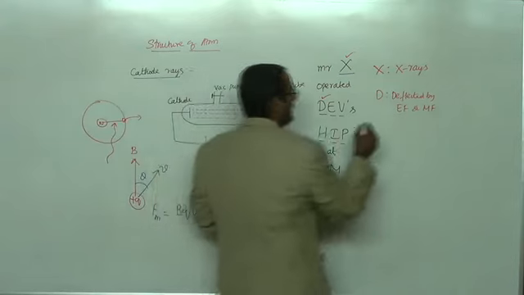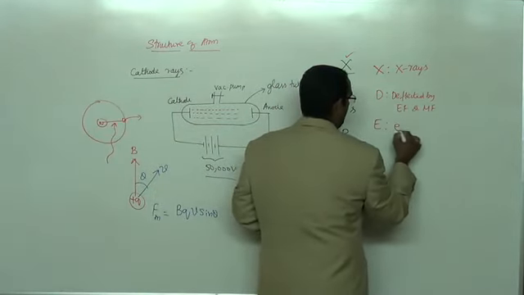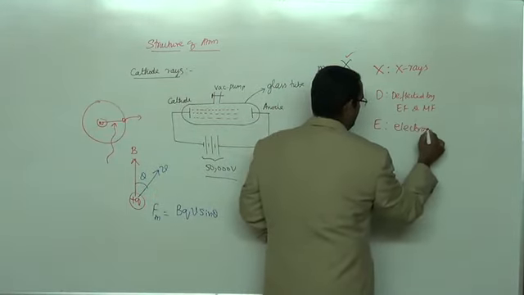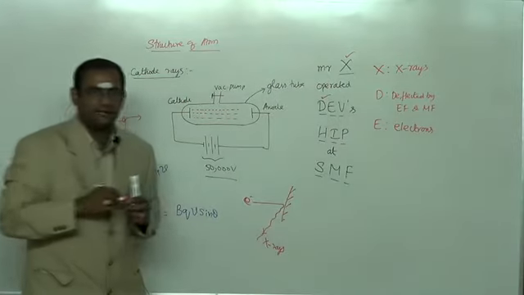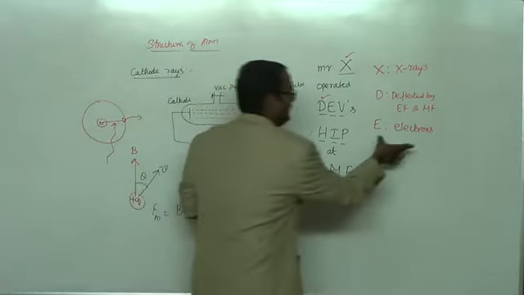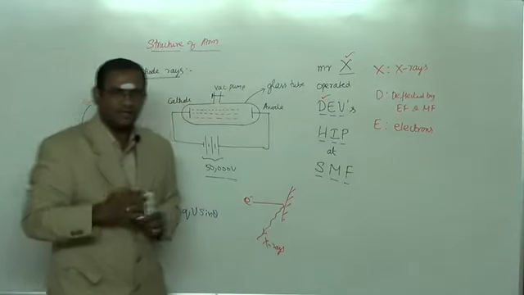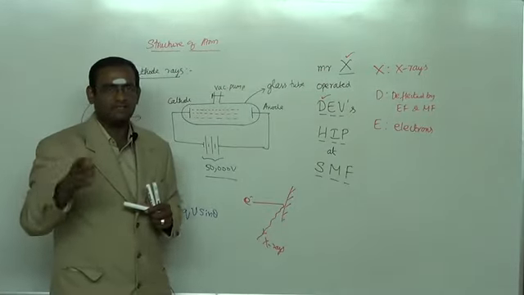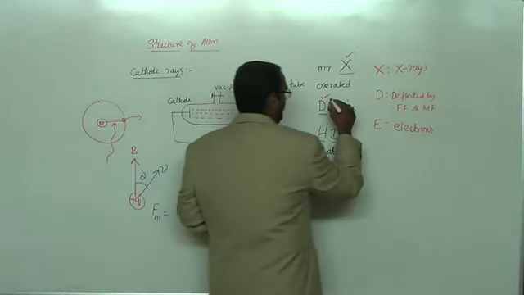E stands for cathode rays are nothing but electrons. Cathode rays are nothing but negatively charged electrons. Of course, you can rearrange the order and write E as the first point. Cathode rays are nothing but electrons, which are negatively charged particles. So the next point, E, is over.